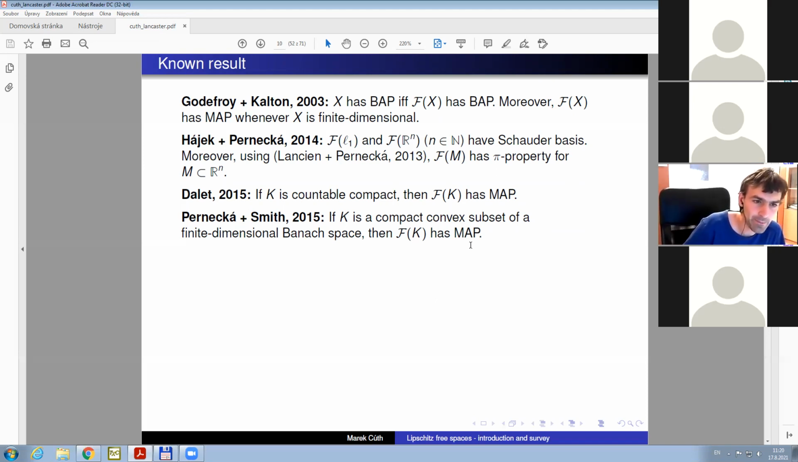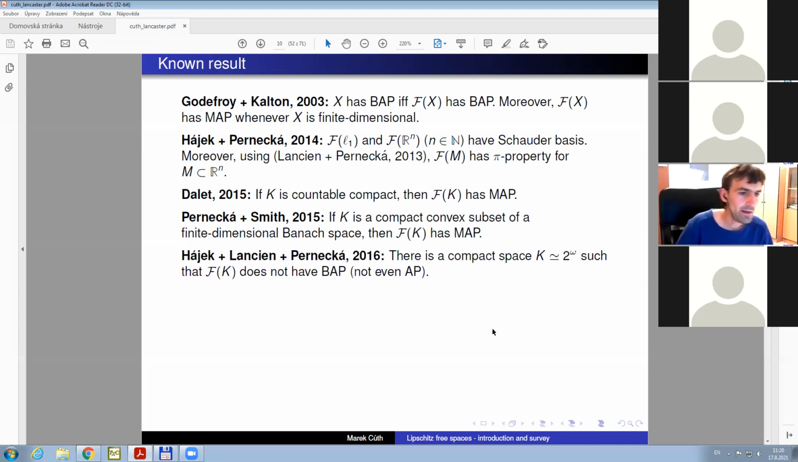And okay, so one might wonder whether a Lipschitz free space over any compact space has MAP, but this is not true. There is a compact space, even a zero-dimensional compact space, so it is homeomorphic to the Cantor set, such that the Lipschitz free space does not have BAP and it does not even have AP, the approximation property.